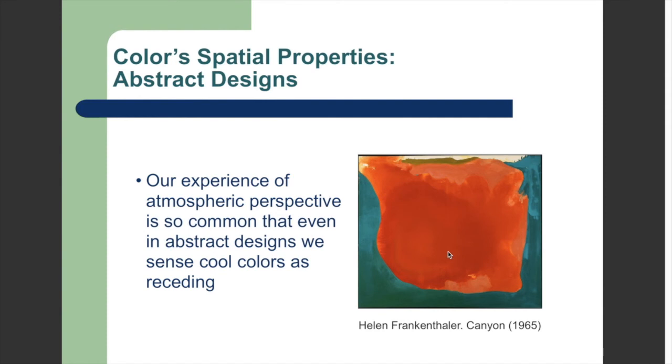So because we've experienced atmospheric perspective so often, even in abstract designs, we think that cool colors recede. Okay, so if you look at these two forms, there's two shapes, it looks like the red one's coming forward. Because it doesn't have a recognizable subject matter, but as you can see, the red form comes forward and the blue form goes back.